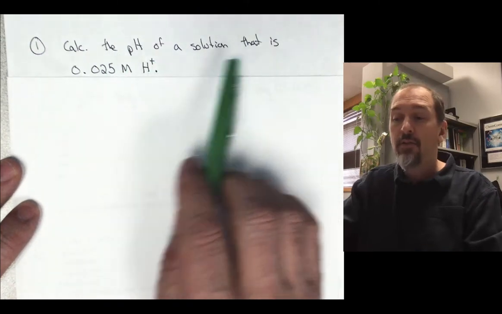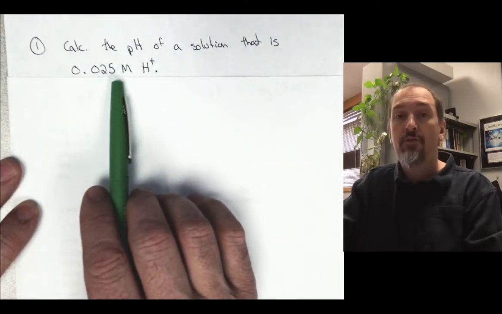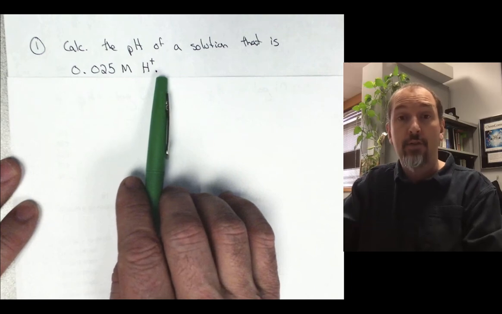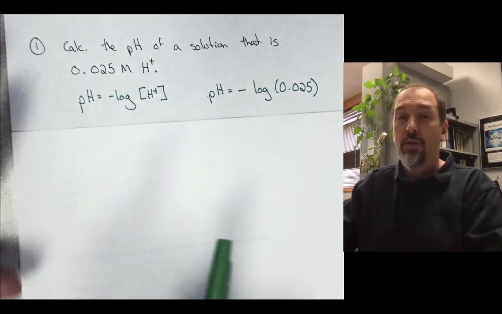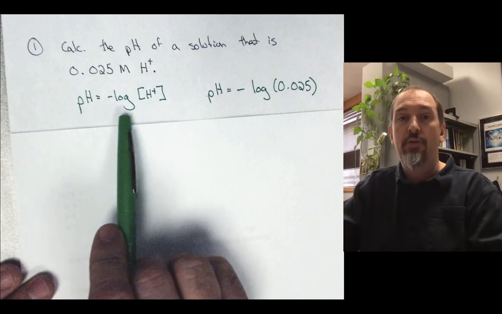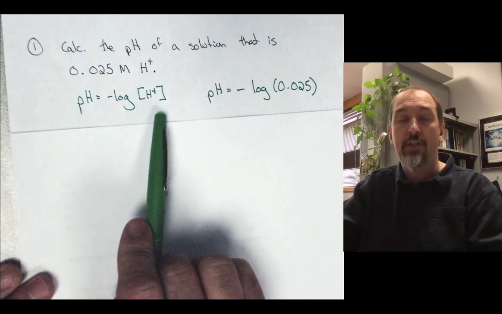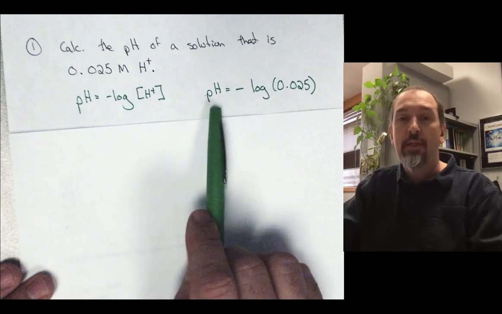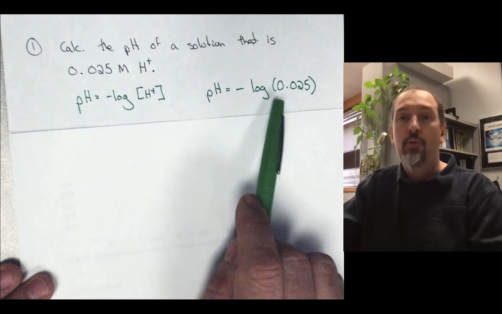Now that we have the formulas and the terminology down, let's work a sample problem here. Calculate the pH of a solution that is 0.025 molar concentration in protons. So what we're going to do is use this equation, pH equals the negative log of the acid concentration. We just simply take this concentration and plug it in, pH equals negative log of 0.025.